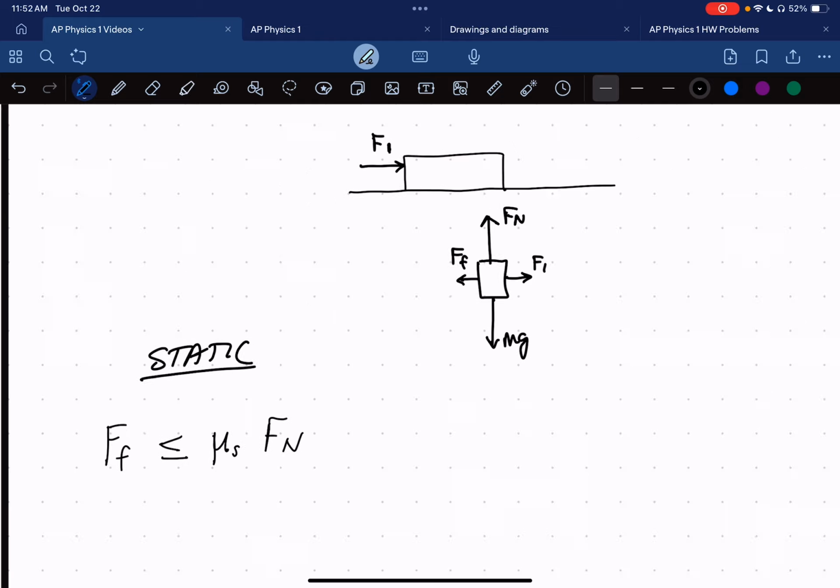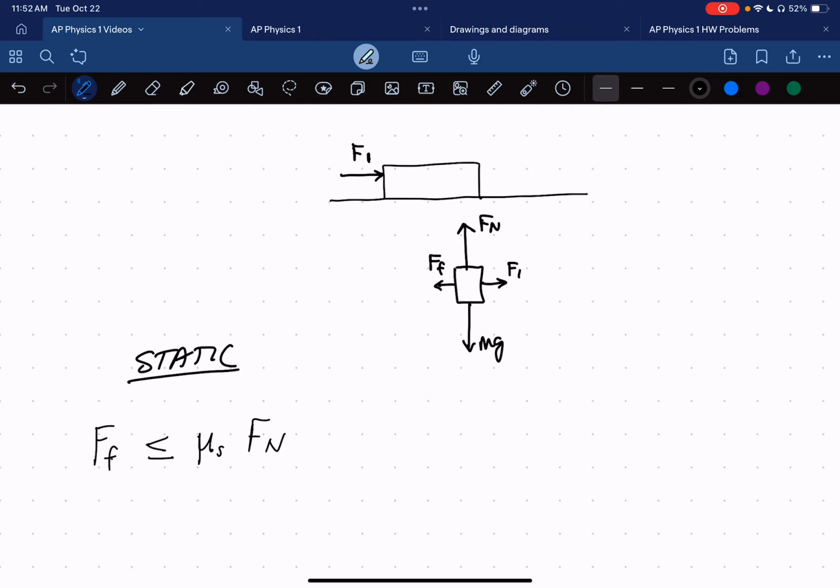But this is the equation for static friction. The friction force, the magnitude of it, is less than or equal to mu sub s, which is the coefficient of static friction, again, no units, times Fn.